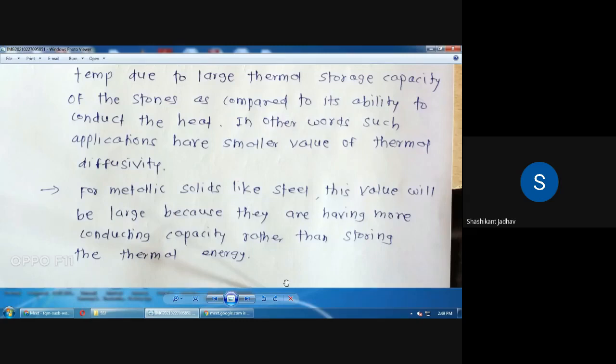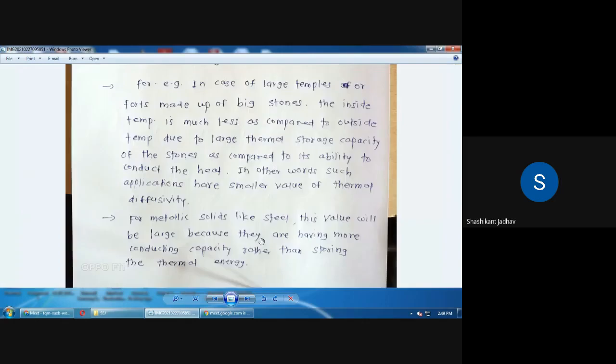ओके, ही दोन्ही एक्झाम्पल लक्षात ठेवा. टेम्पल्स आणि फोर्ट्स याच्यामध्ये जे काही स्टोन्स यूज करणार आहे त्याची थर्मल डिफ्युजिव्हिटी काय असणार आहे? कमी असणार आहे. बिकॉज they are storing the maximum heat as compared to conducting the heat. And what about this metallic solid like steel? For that case the maximum heat is conducted as compared to the storing, so that material is having high thermal diffusivity. So this is the example for the thermal diffusivity.